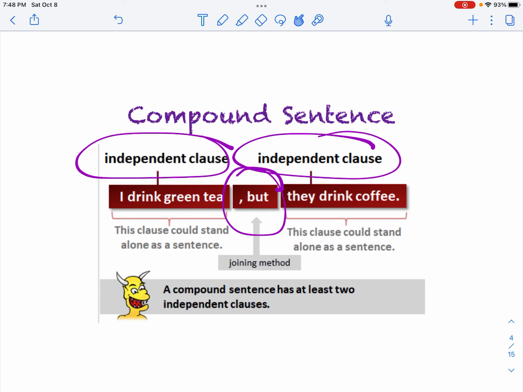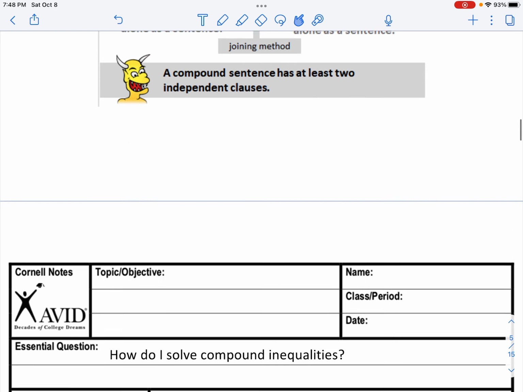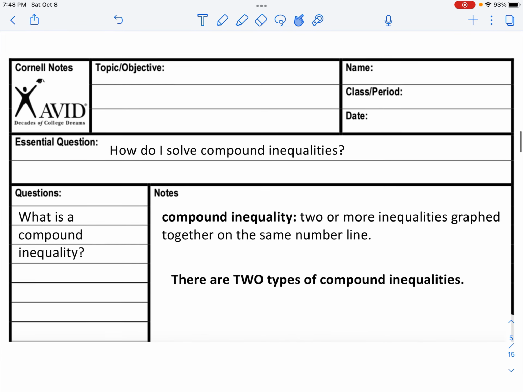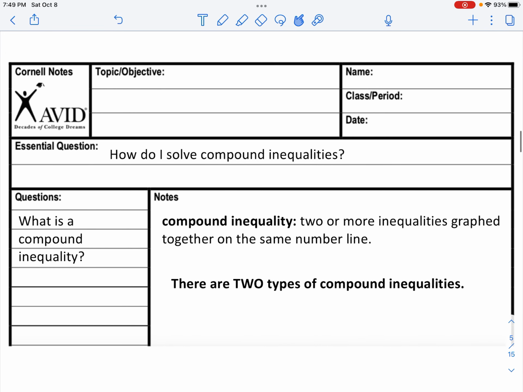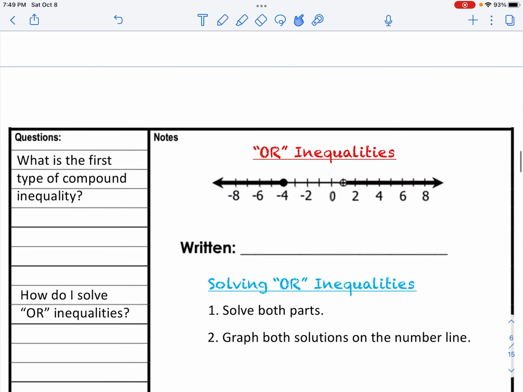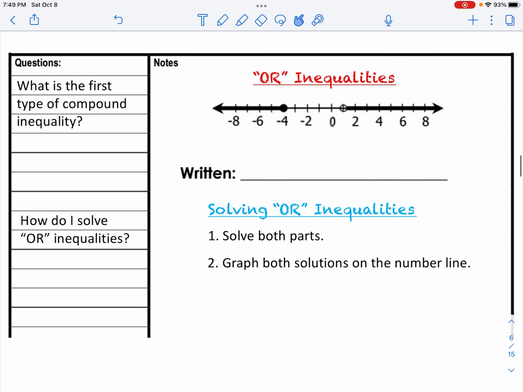So we're going to do the same thing today with inequalities. These are two inequalities together as one. So a compound inequality is two or more inequalities graphed together on the same number line. So really two just kind of put together. And there are two types that we will discuss in this lesson. The first is an or inequality, so two inequalities joined by the word or. And you'll notice both of them here are graphed on the same number line.